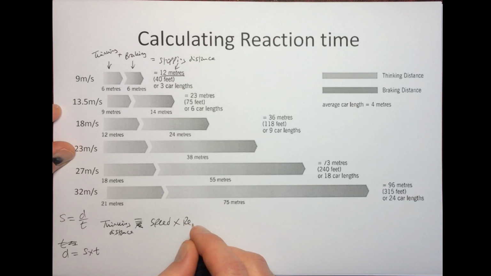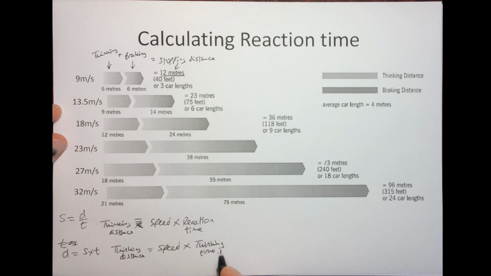Now what is that time? It's your reaction time. Sometimes we call this the thinking time. So your thinking distance is equal to your speed multiplied by your thinking time. It doesn't matter whether you call it thinking time or reaction time, it's the same thing, but just watch out in the exam. If they call it the thinking time, it means reaction time. It's the same thing, okay? Now, if you think about this, let's just say your reaction time is 0.5 seconds, okay?